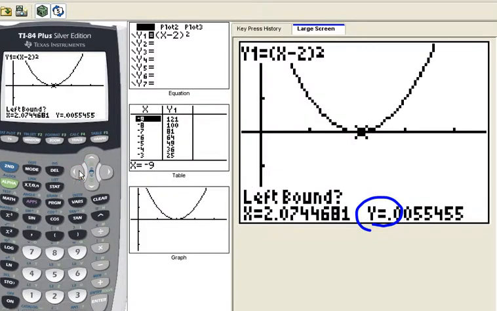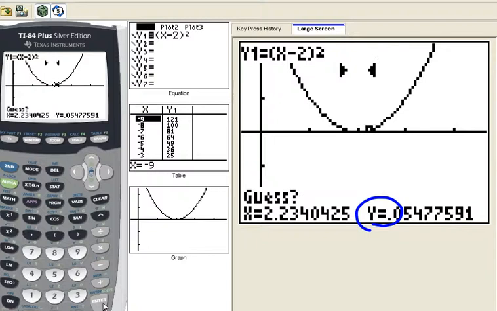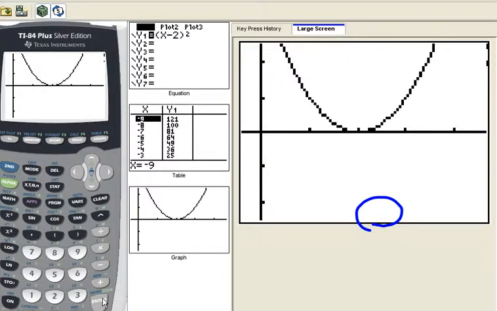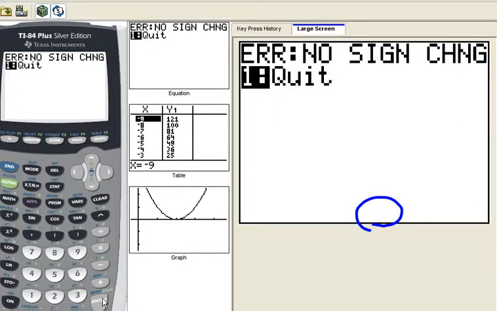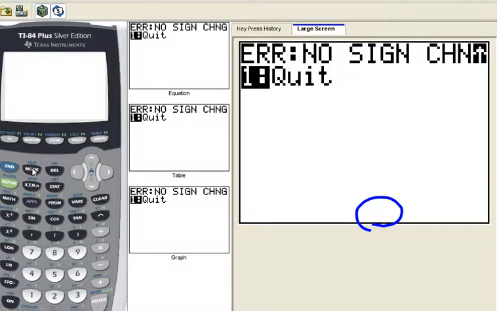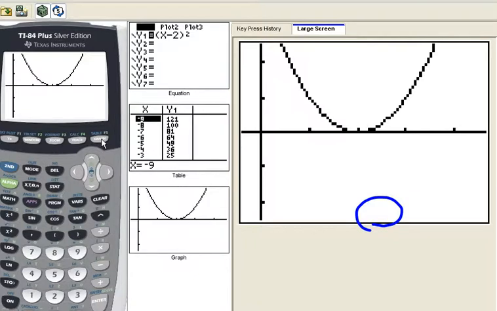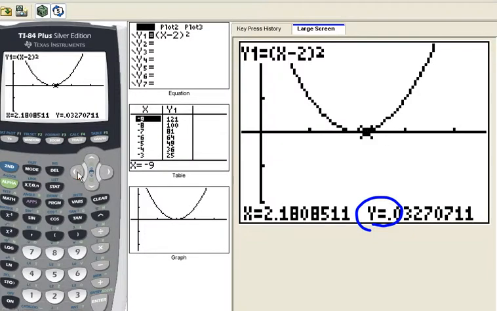Go to the left side of where I think that touches. Right about there should be good. Press enter. Go to the right side. Press enter. Enter one more time. And we got a little error here. No sign change. What that means is I think it doesn't think it's touching the graph there.